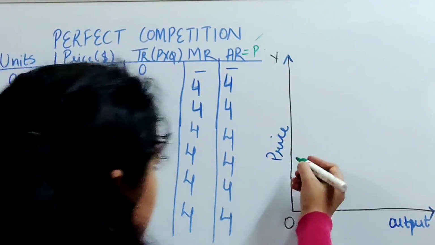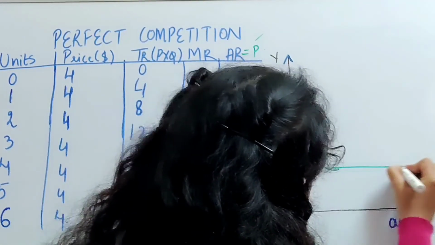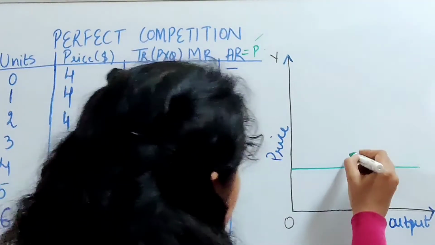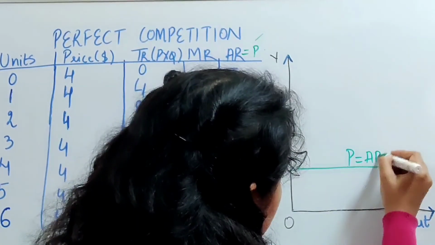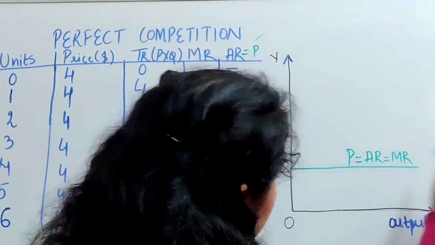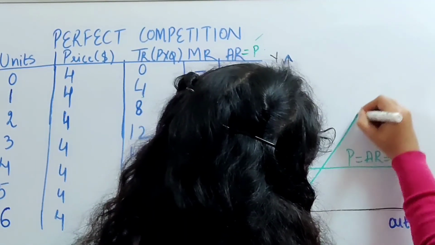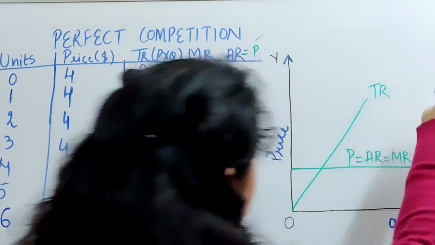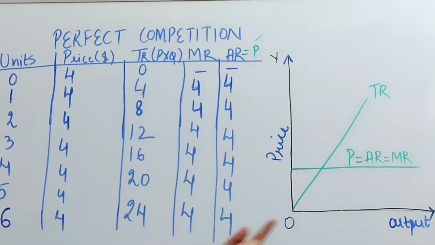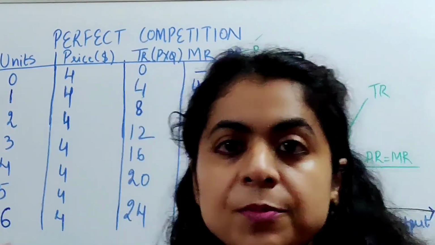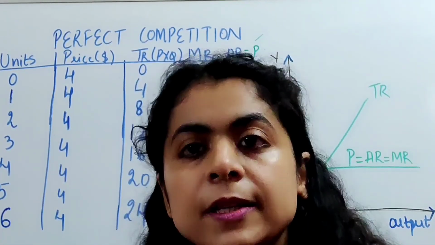Now we can draw price, AR and MR as horizontal straight line parallel to output axis in case of perfect competition. All three are equal and constant, and total revenue is drawn as an upward sloping straight line starting from origin. Since TR increases at a constant rate, it is drawn as a straight line starting from origin, upward sloping straight line. It is increasing at a constant rate. So this is all about the shapes of different revenue curves in perfect competition.